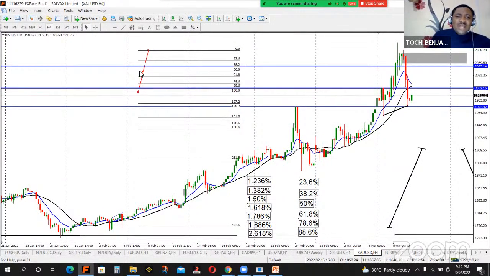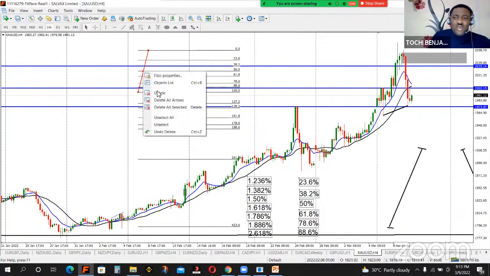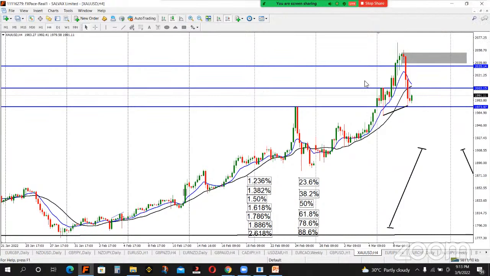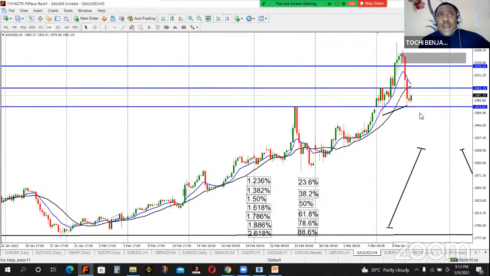Now, I want to apply this. Let me show you how to apply it. I have looked at this market. This market has made a swing low. What do I want to do? I told you I want to buy this gold. I want to buy. The question is, to what extent am I buying? Now, what I will do is pull out my Fibonacci.